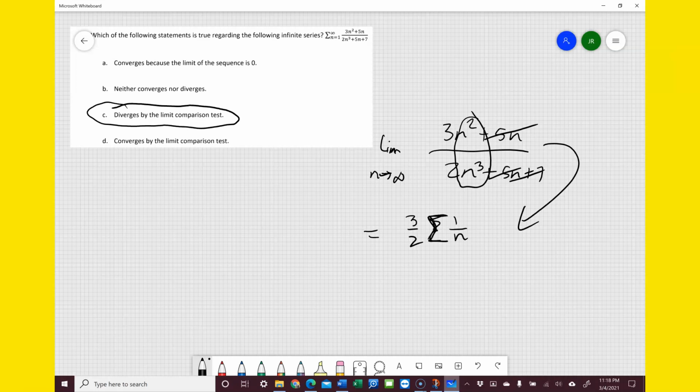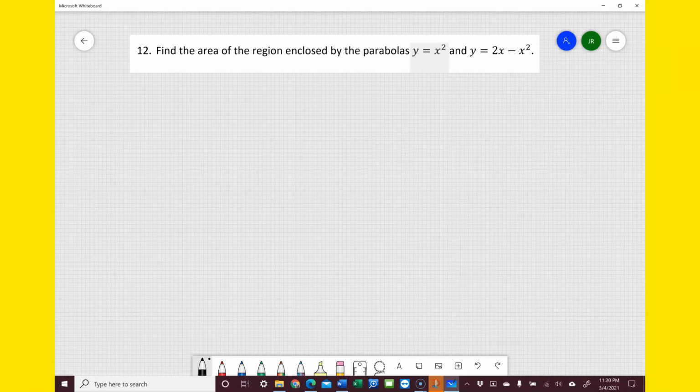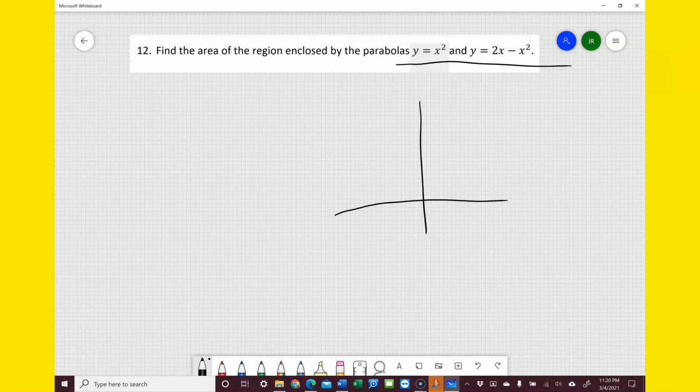Simple enough. And we are finishing up with problem 12. This problem actually isn't so bad compared to the rest of these problems, but we just have to find the region that is enclosed by these two parabolas, and then just do an integral to find that area. But I kind of want to draw a picture of this to look at the region.